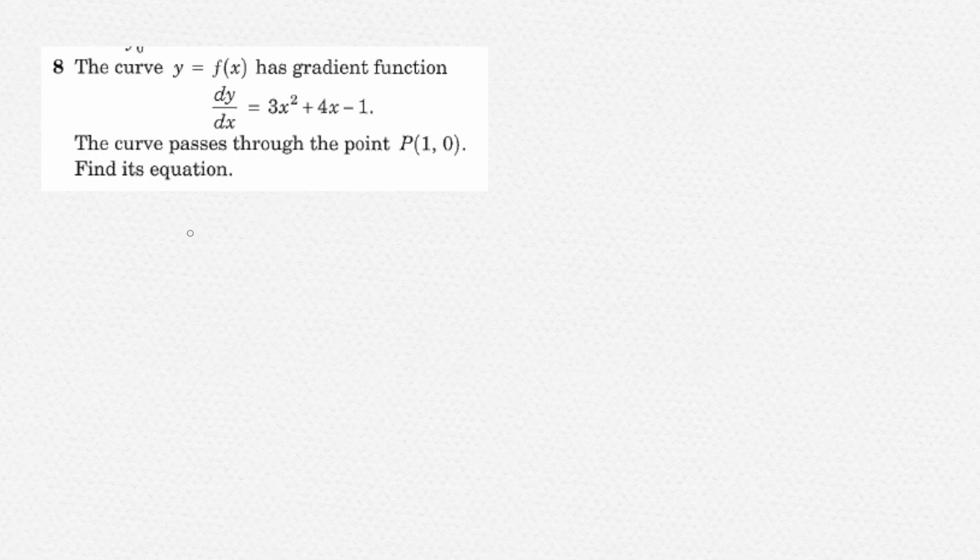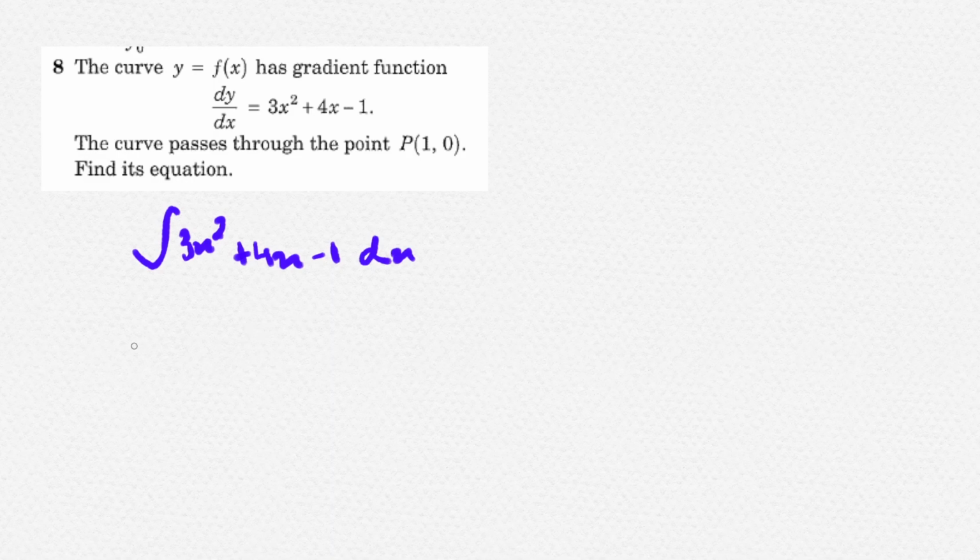Our next question, the curve y is equal to f of x has gradient function dy over dx is equal to 3x squared plus 4x minus 1. The curve passes through the point P 1, 0. Find its equation. For these types of equations, we must find the integration of the gradient function. So, the integration of 3x squared plus 4x minus 1 dx.